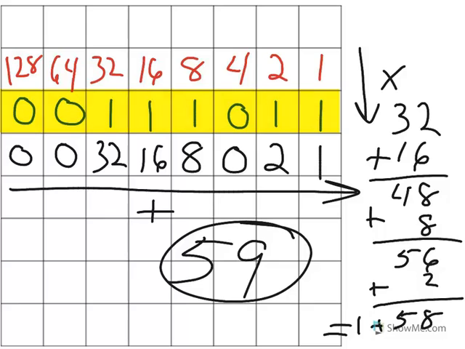00111011 is 59 decimal. That concludes this screencast on converting a binary number back into a decimal number.